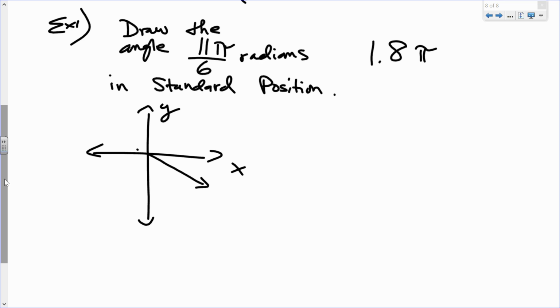Draw the terminal side. You're going to draw the arrow. Look at the loop that shows you how the angle was formed. Draw that. This loop shows the rotation of the angle. So that angle rotated almost a full revolution. So this would be 11 pi over 6 radians.